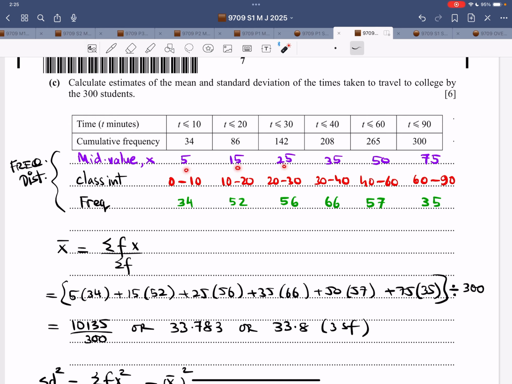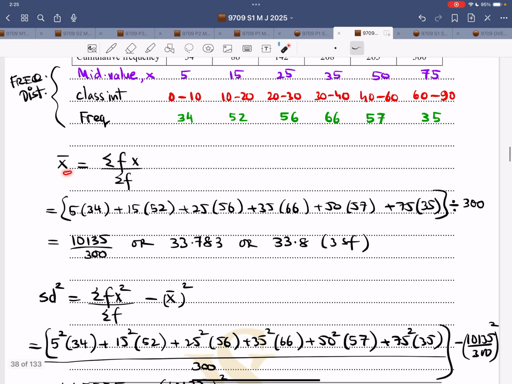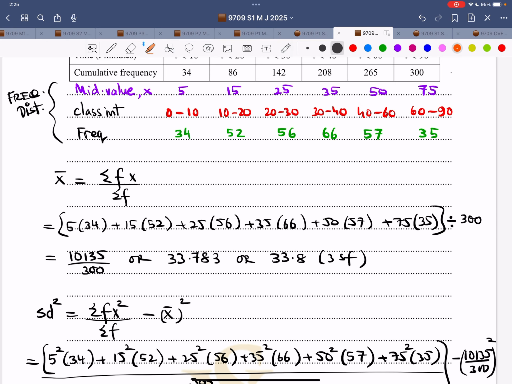So that's 5, 15, 25, 35, 50, and 75. I'm working with 6 pieces of data, the purple and the green. Keep that in mind. All good? So now X bar is sigma fx over sigma f. Let me increase the brightness, that is too bright, and let me choose this. This is the purple value, that is 5, 15, 25, 35, 50, and 75. And the corresponding frequencies in green are 34, 52, 56, 66, 57, 35.